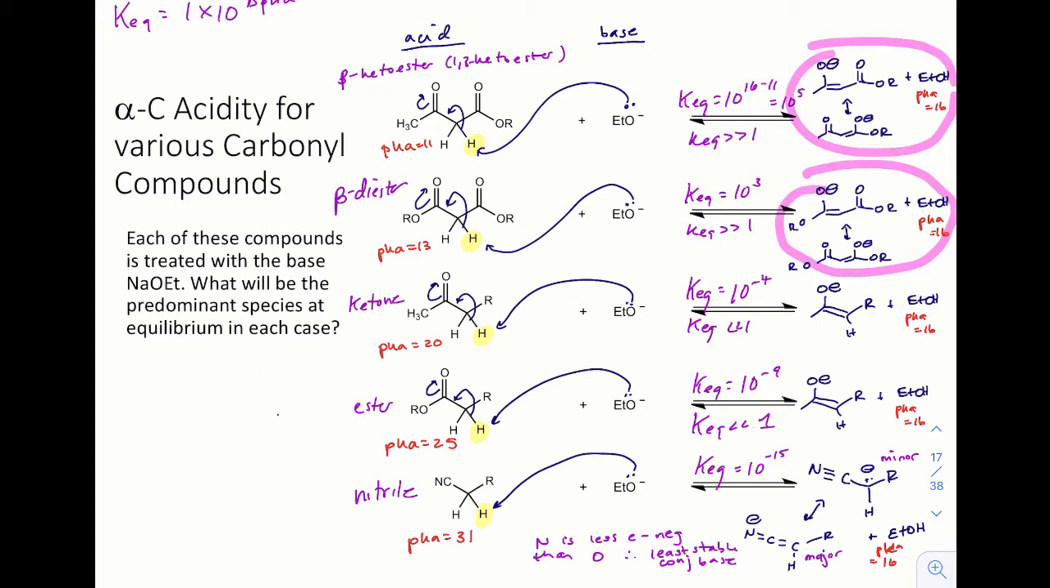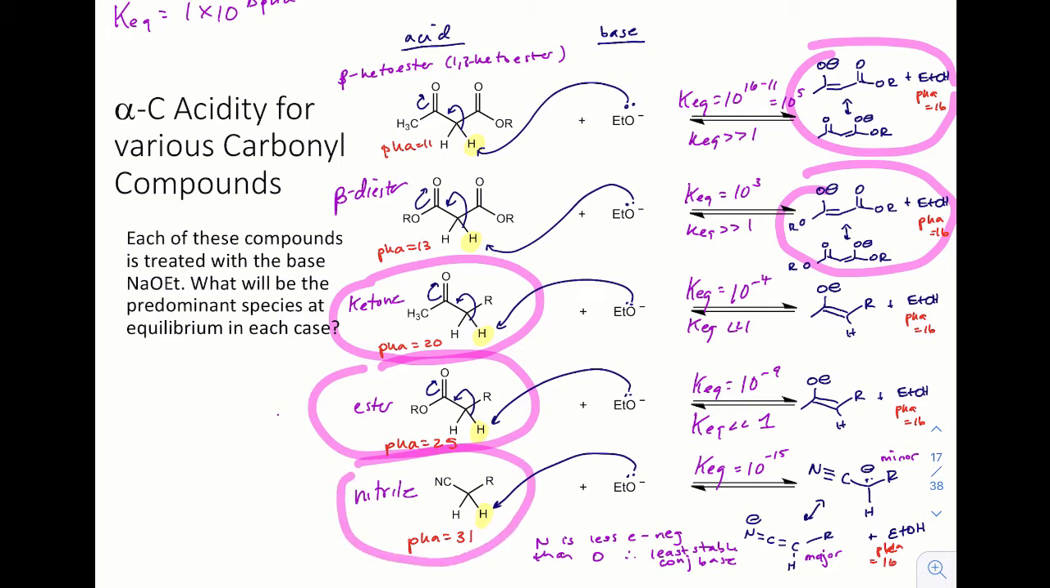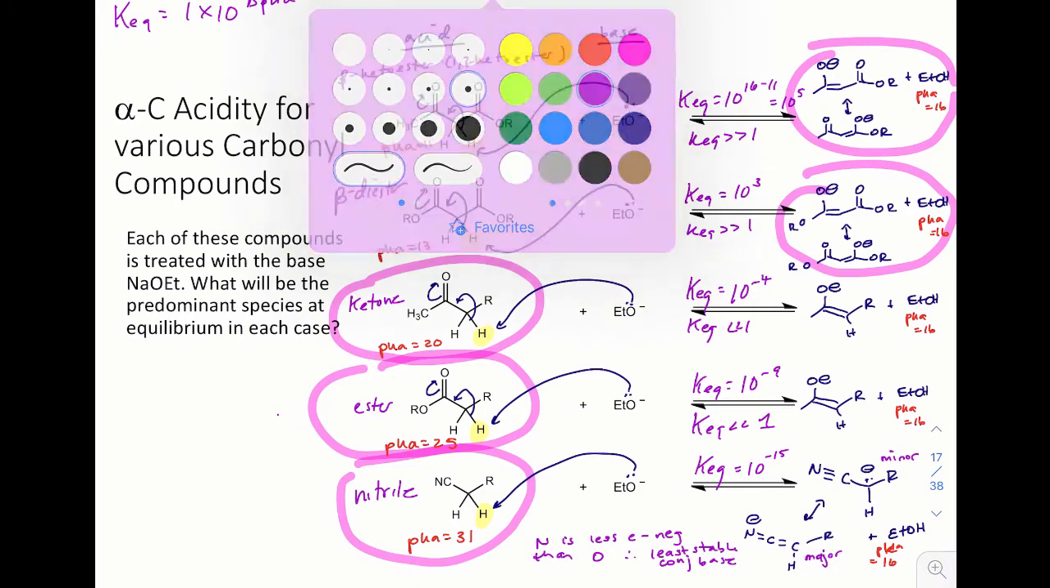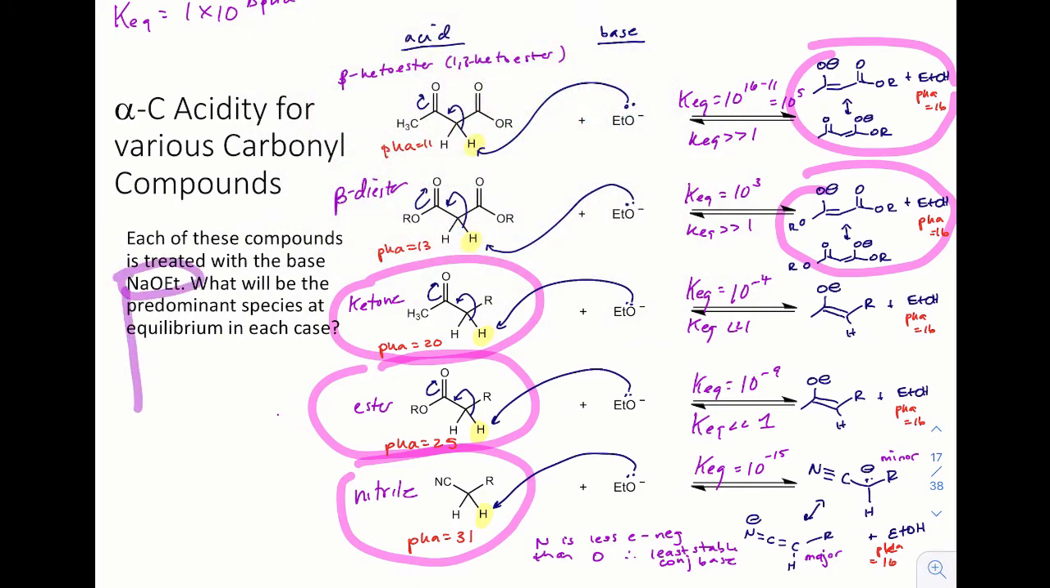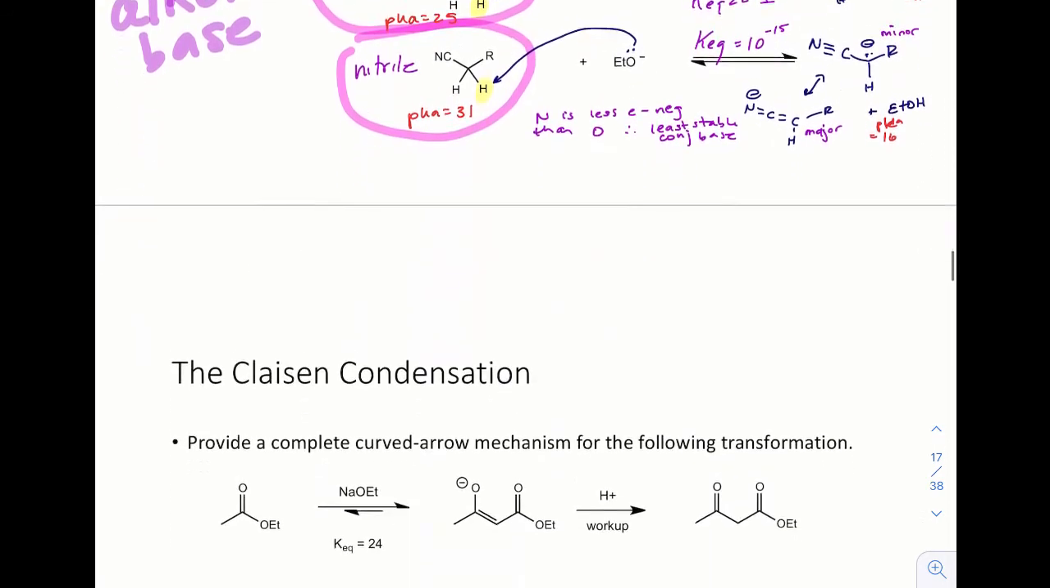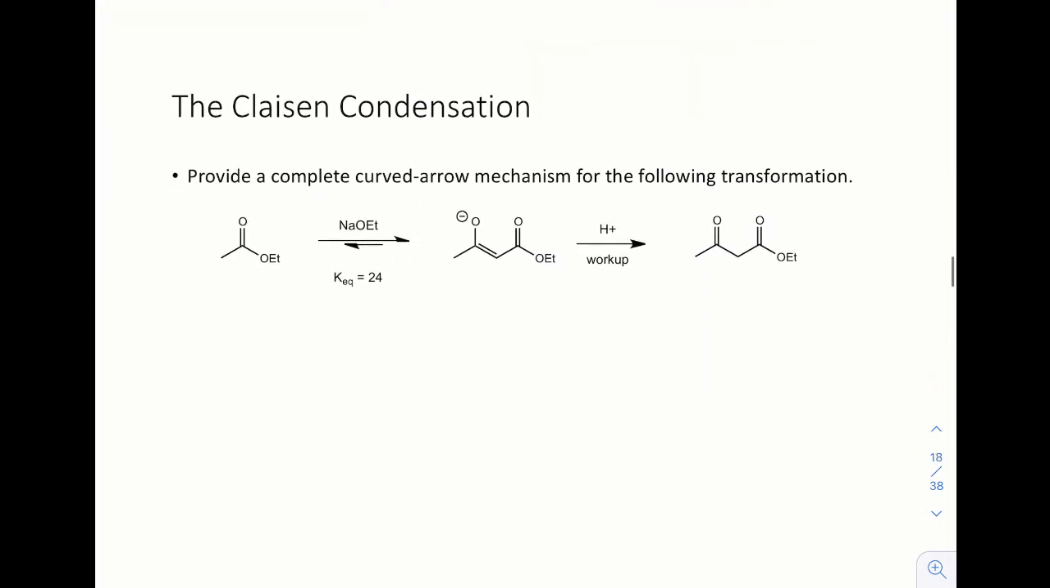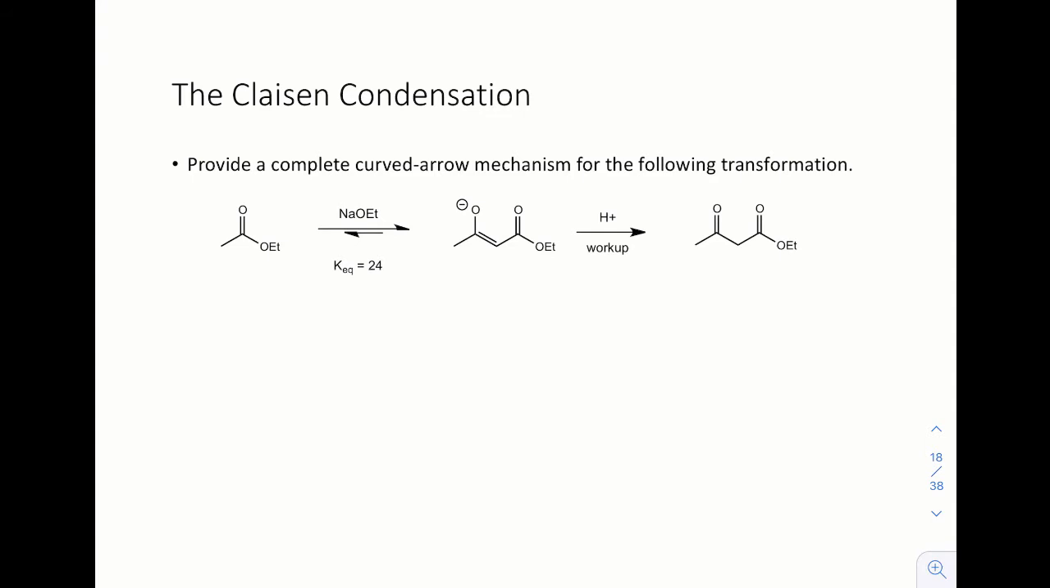Now that we've thought about which side of the equilibrium would be favored when each of these polar pi bond containing functional groups is treated with an alkoxide base, that's what we've looked at here. When treated with sodium ethoxide, this is an alkoxide base. Let's consider an interesting reaction of esters. Pause and provide a complete curved arrow mechanism for this transformation.